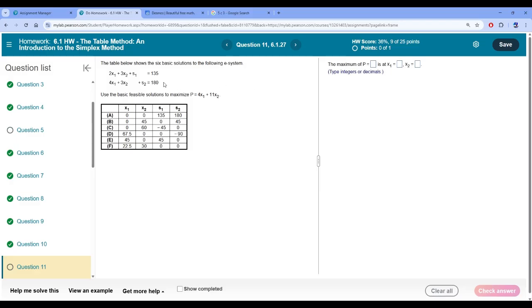All right, so the table below shows the 6 basic solutions of the following. Use the basic feasible solutions to maximize P equals 4x1 plus 11x2. So which one of these? All right, well, I'm guessing it's not going to be A, because that would not give us that. I have to check B, because that's positive. And I have to check E and F. I'm going to say F.